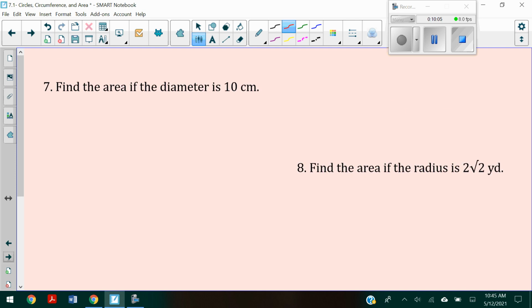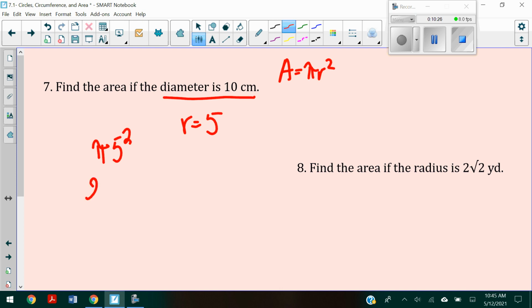Find the area if the diameter is 10. So now we're going to use our area formula, which is pi r squared. So my diameter is 10, so that means my radius is 5. So I have pi times 5 squared, and 5 squared gives me 25. So let's just leave it as 25 pi because it doesn't specify, and so I'd much rather take the easy way out.